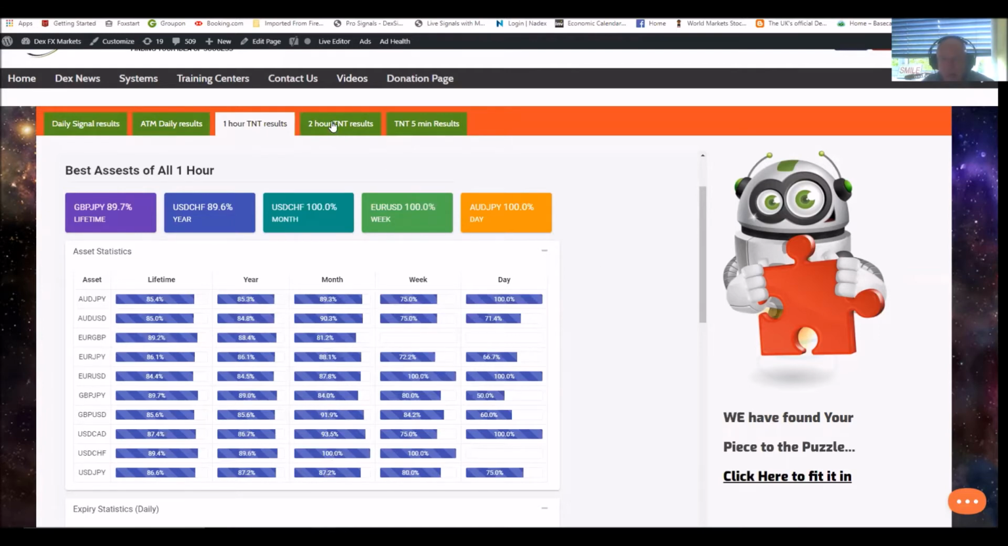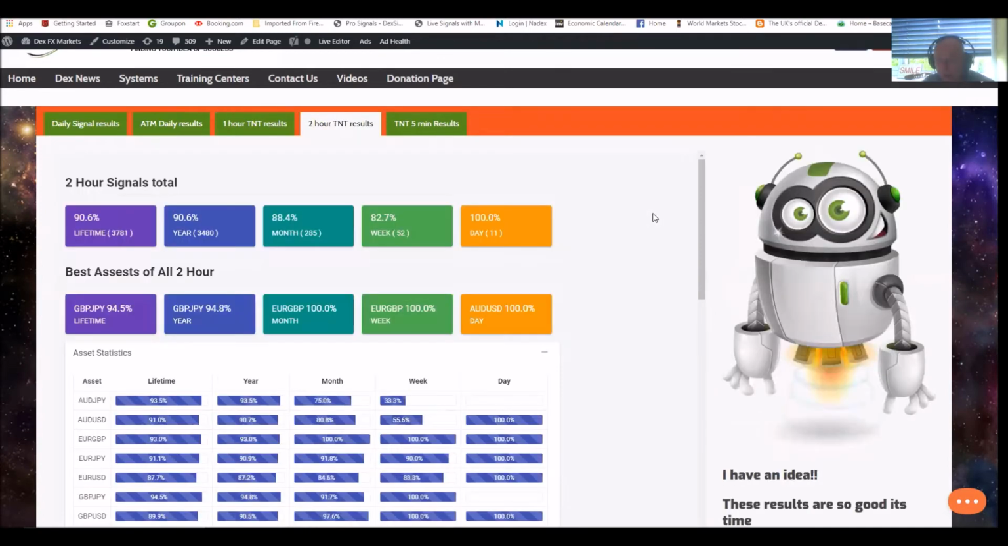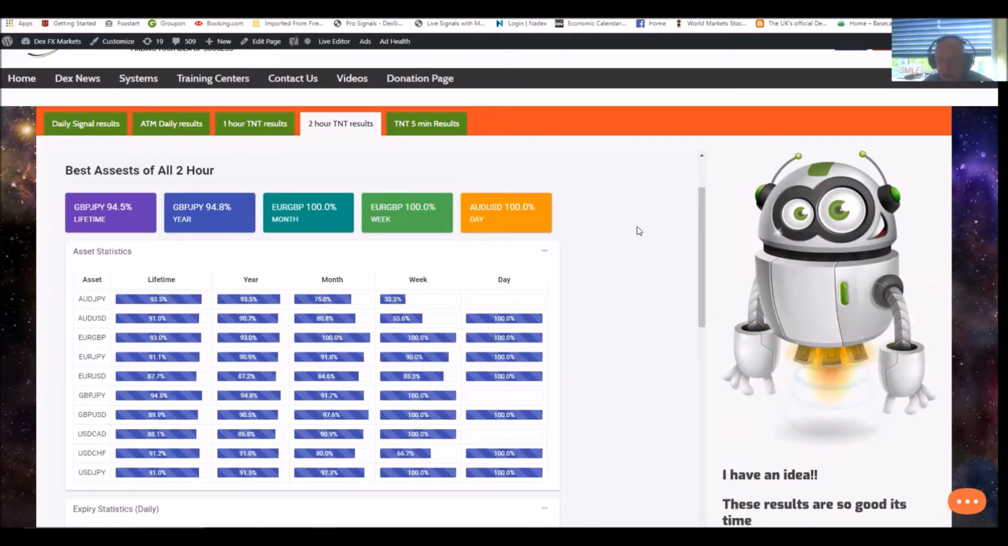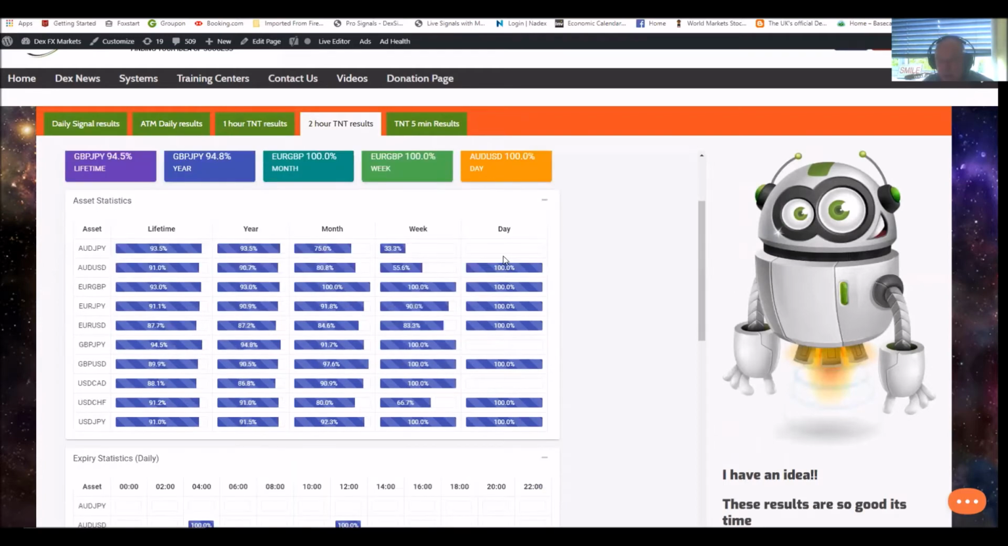We're rocking it. Okay, two-hour TNT, and again, trend, negate, and trade. We have one, two, three that have yet to fire off.